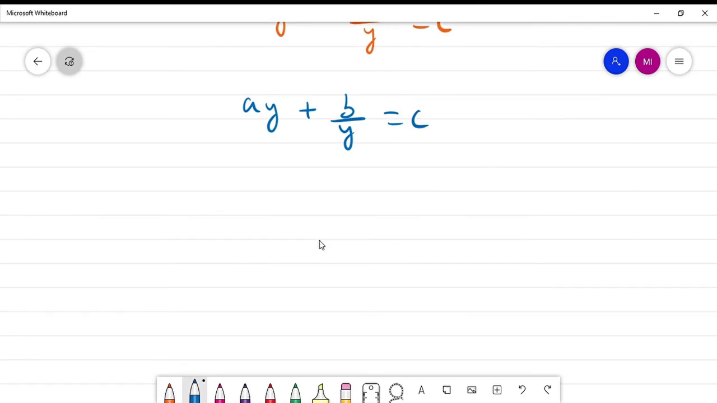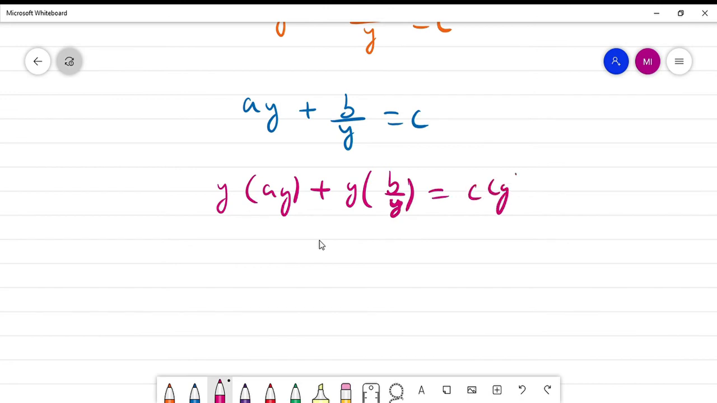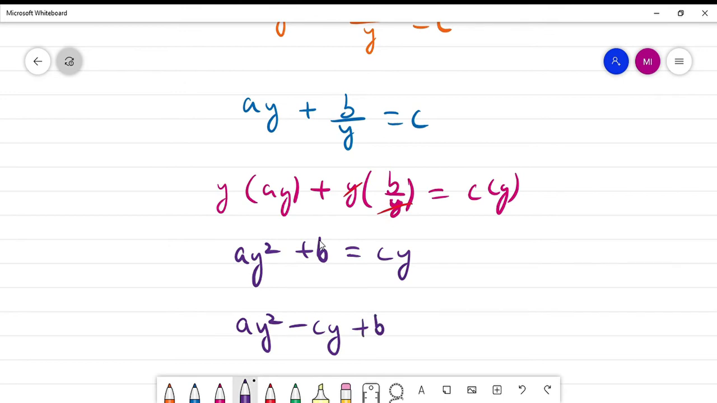Now let's multiply all terms by y. We get y into ay plus y into b over y is equal to c into y. So this y and this y cut out, and now we don't have denominators, and we get ay squared plus b is equal to cy. Sending cy to the left hand side, we get ay squared minus cy plus b is equal to 0.